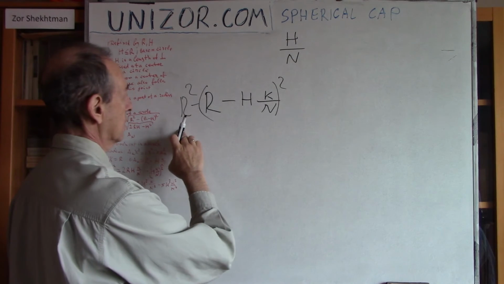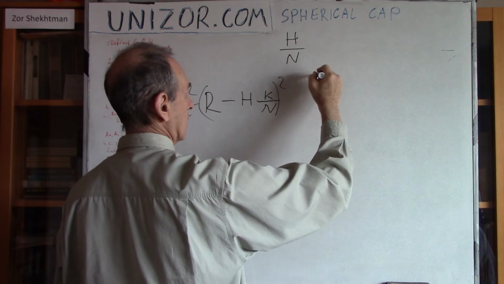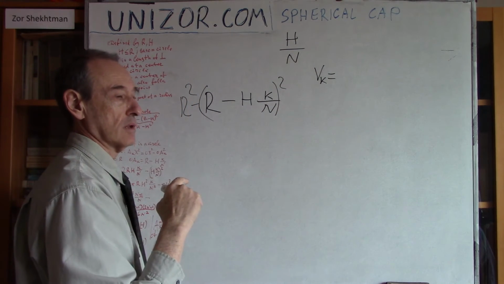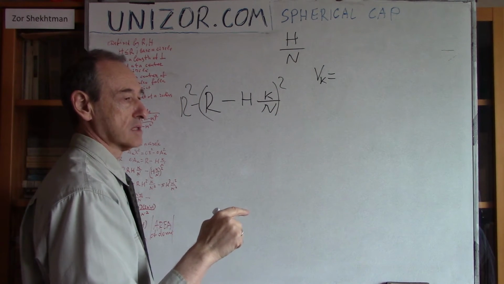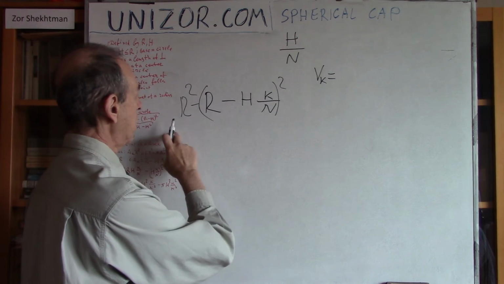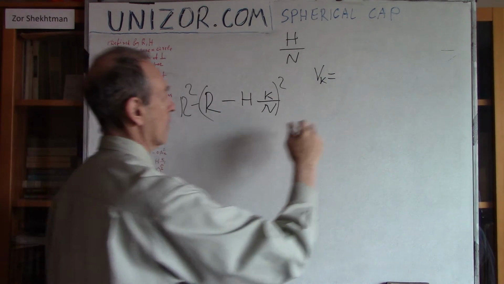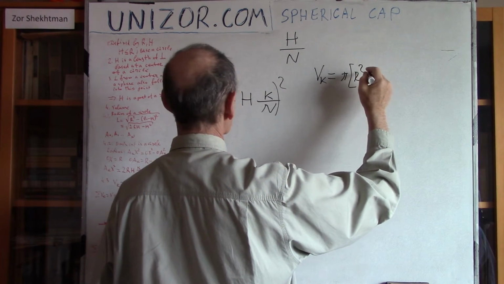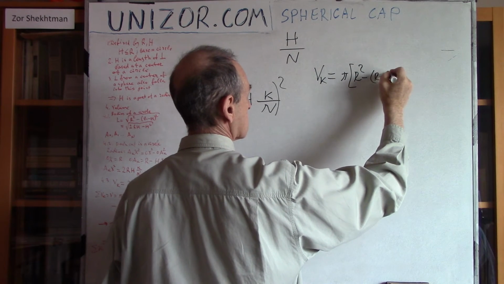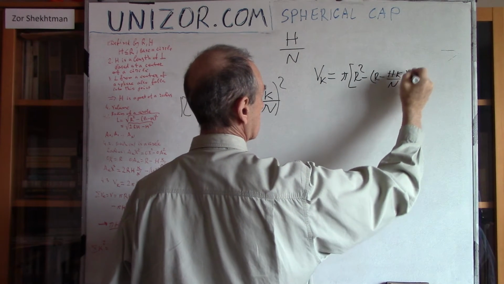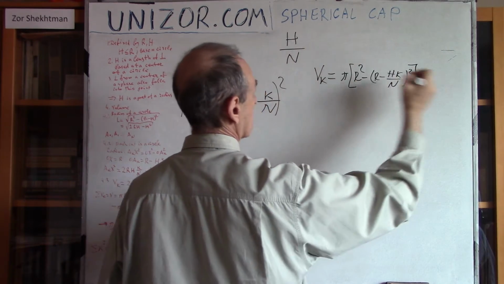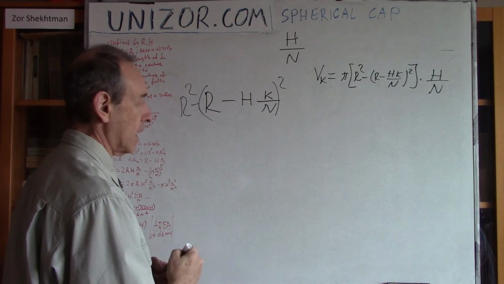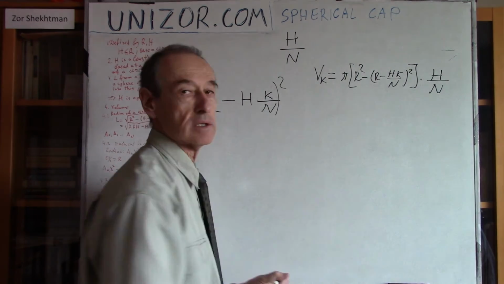And the area would be, obviously, VK is equal to, that's the volume, the multiplication of area, which is pi and this square, right? So pi times R squared minus (R minus hk divided by n) squared, times the height of the cylinder. So that's my volume of the k-th cylinder in this stack.